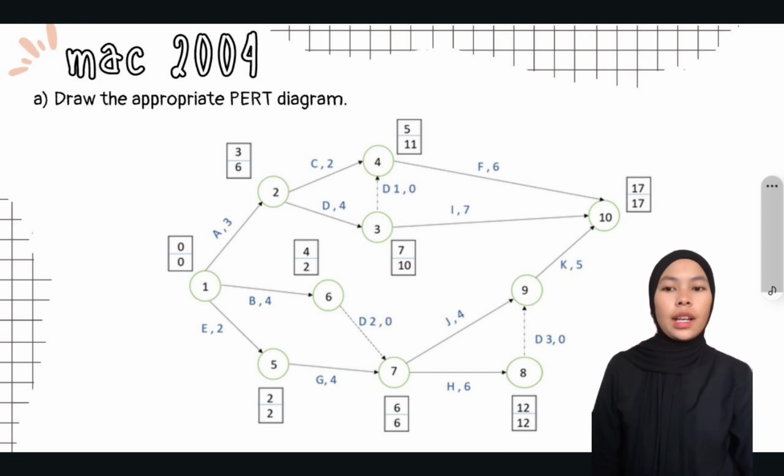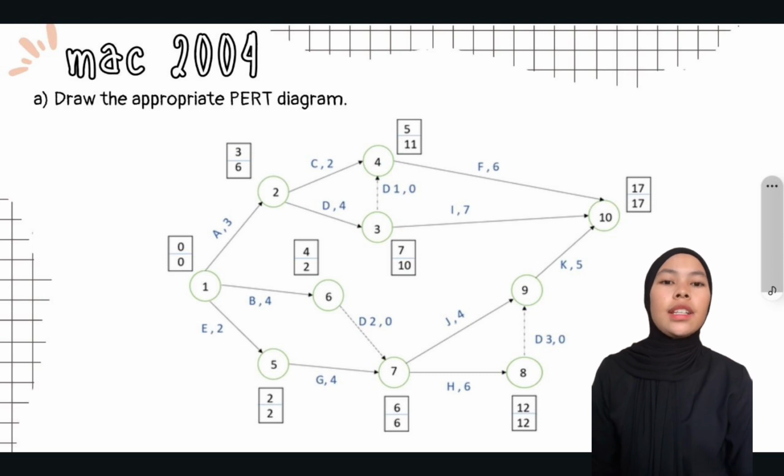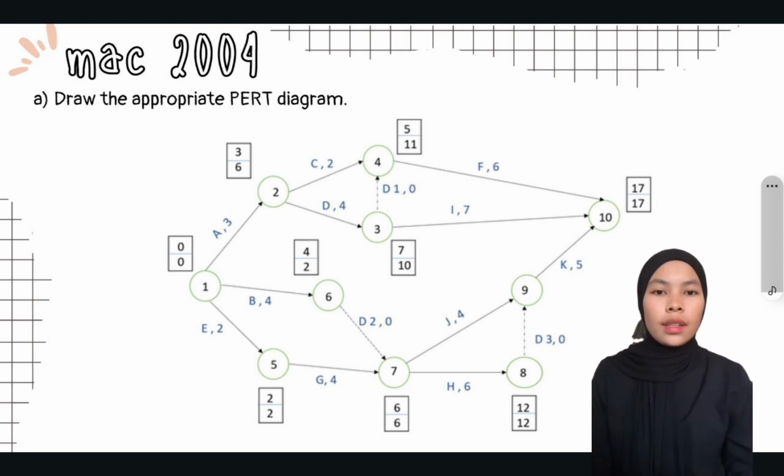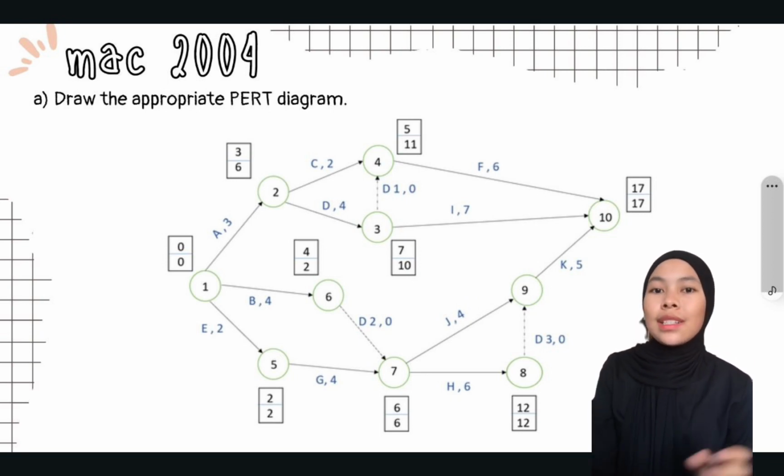Next, activity I comes from predecessor D. So from node 3, draw an arrow to represent I. Next, just like activity H, J comes from predecessors B and G. So from node 7, draw an arrow to represent J.